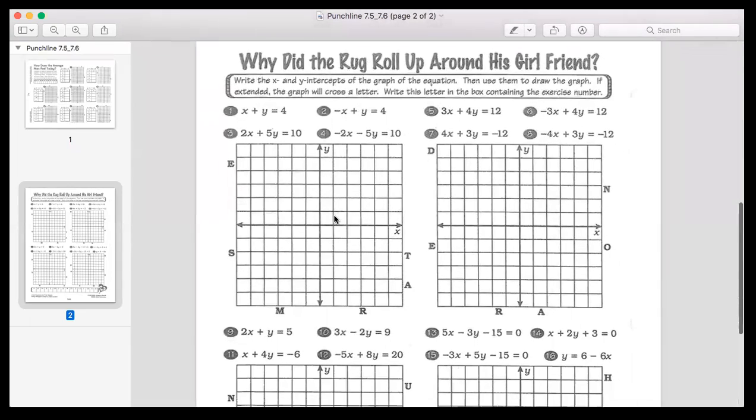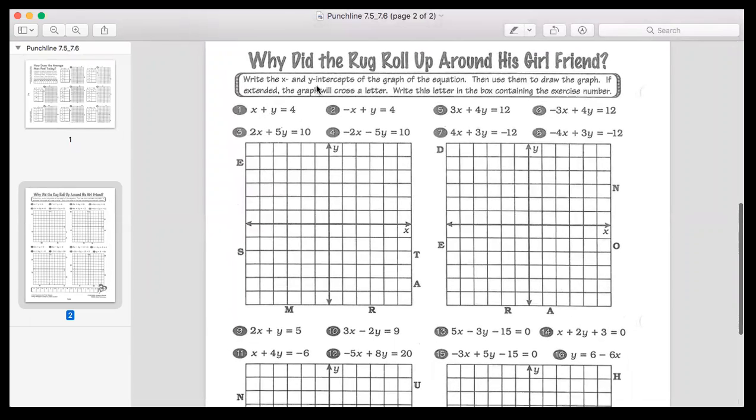On the second sheet, 7.6, you are going to use the intercepts. So this is where we make x equal to 0, solve for y, make y equal to 0, solve for x, and then graph the coordinate points. So if I plug in a 0 for x here, I get y is equal to 4. So then I would put a dot on the positive 4. I'm going to go up here 1, 2, 3, 4, and put a dot.